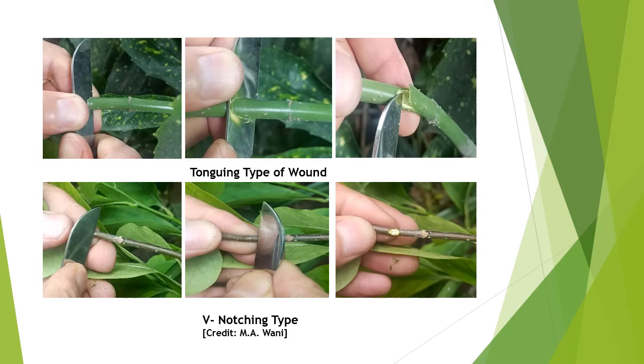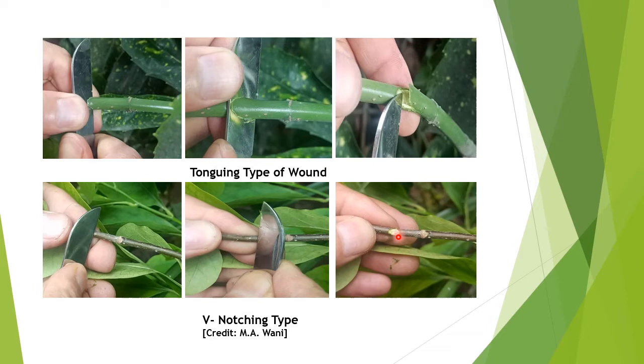So we have the types here. A simple tongue can be made: you are making a cut this way, an oblique cut, and then making this type of cut. This is called the tongue type of wound. Or you can make a V notch. First make this one cut, and then this way, and then you are removing this, especially in the area which is to be bent down in the soil. So this is the V notching type.